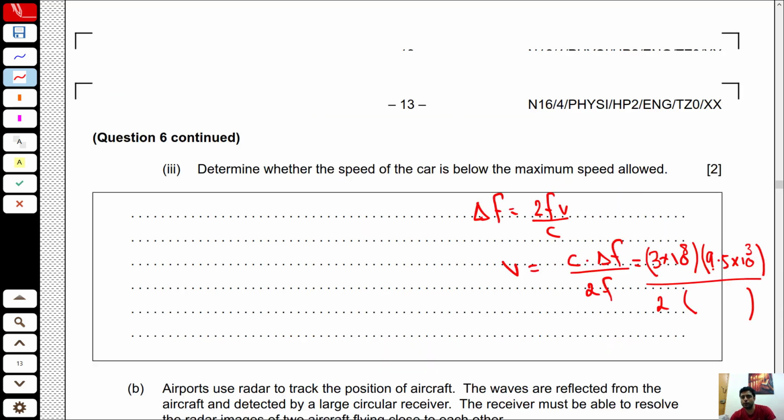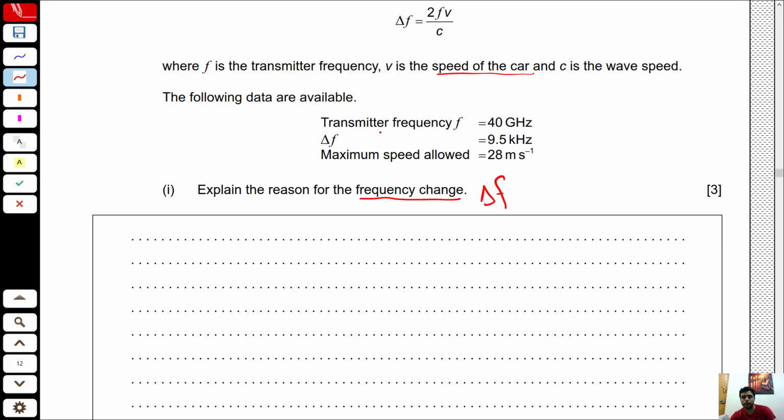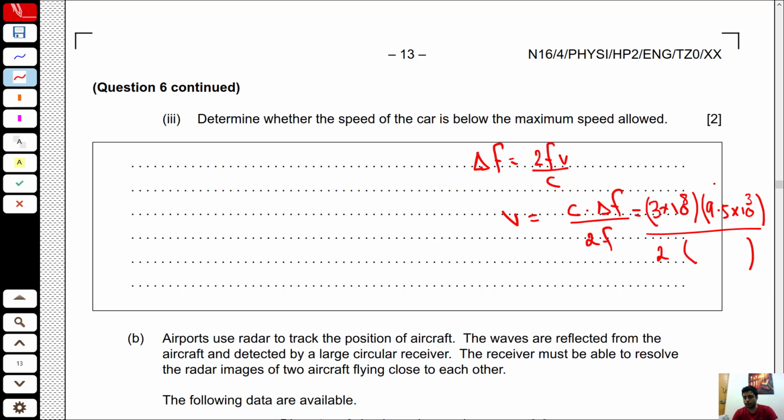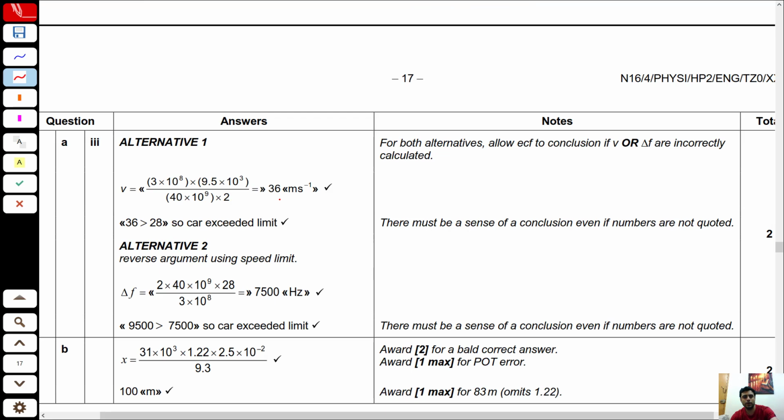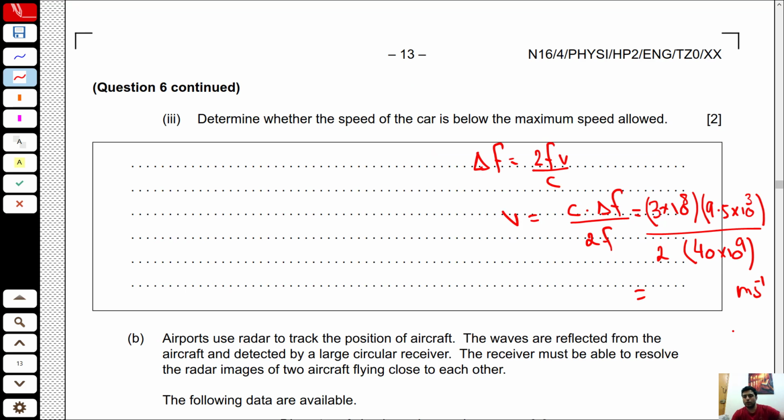The original frequency, which is the transmitter frequency f, is 40 gigahertz. Giga is 10 to the power of 9 hertz. Now just hit the calculator. Make sure you put these brackets in a fraction form, and that will give you the answer in meters per second. If we use the calculator, we will get 36 meters per second.